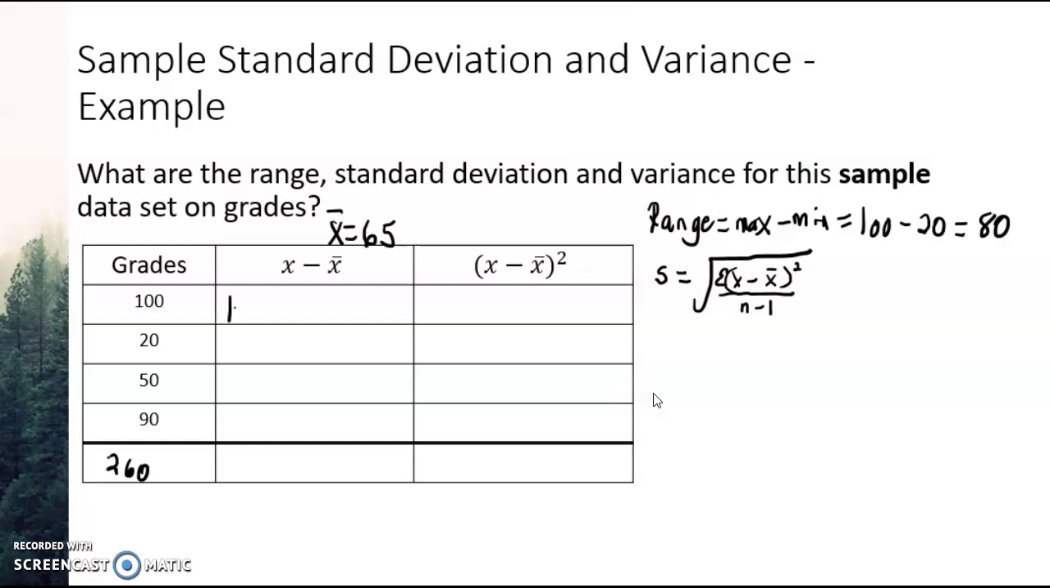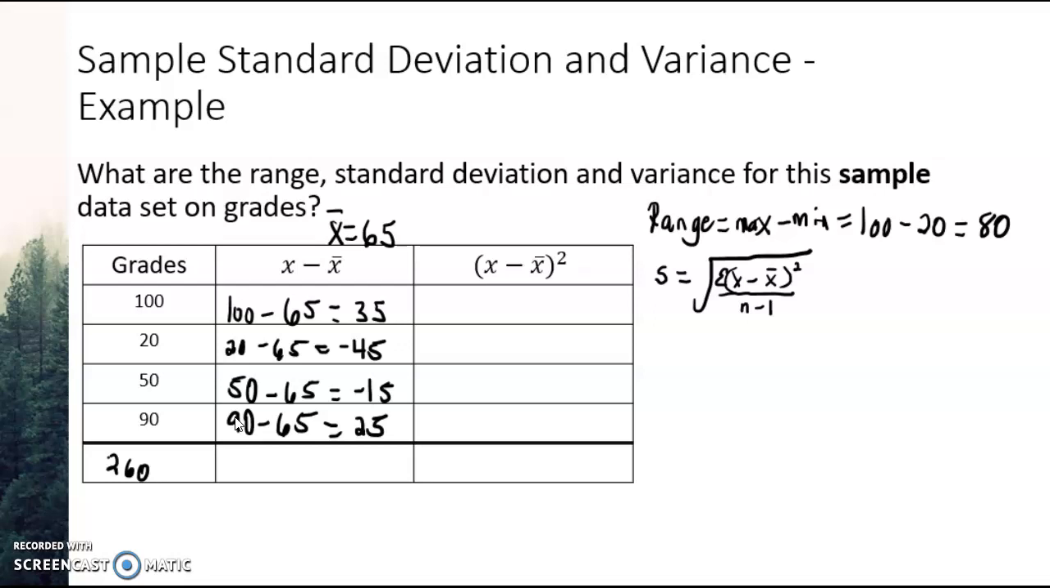So I'm going to take each of these grades and subtract 65. 100 minus 65 will give me 35. Next, I've got 20 minus 65, which is negative 45. 50 minus 65, which is negative 15. And 90 minus 65, which is 25. These are what are known as our deviations. That's why it's called the standard deviation, for how far each value is from the mean.